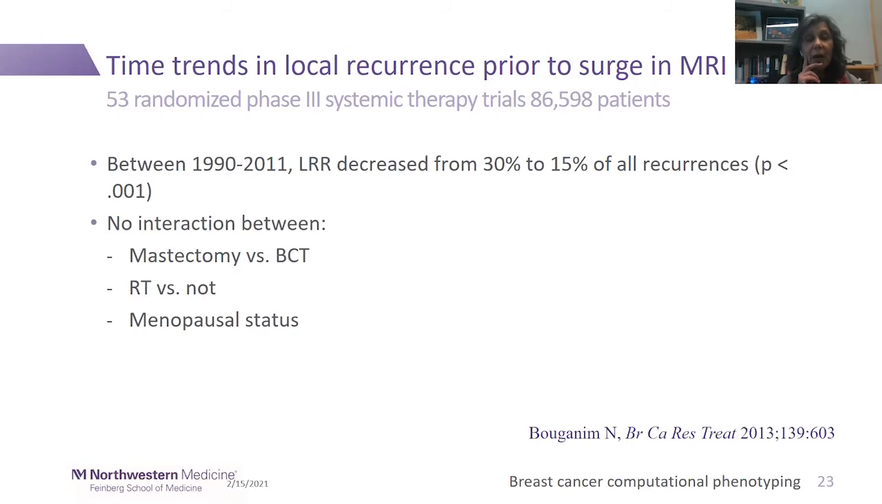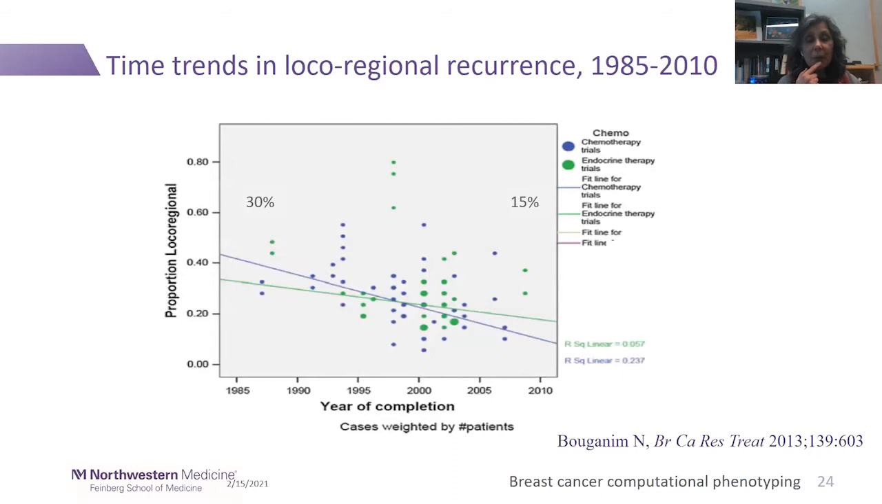And there is no interaction between the surgical treatment, so mastectomy or breast conservation doesn't seem to be influencing this, nor the use of radiotherapy. And there are reasons for that that we won't get into today, or the age of the patient, and menopausal status is a surrogate in some ways for the age of the patient. But what does seem to influence it, next slide, please, is the use of systemic therapy.